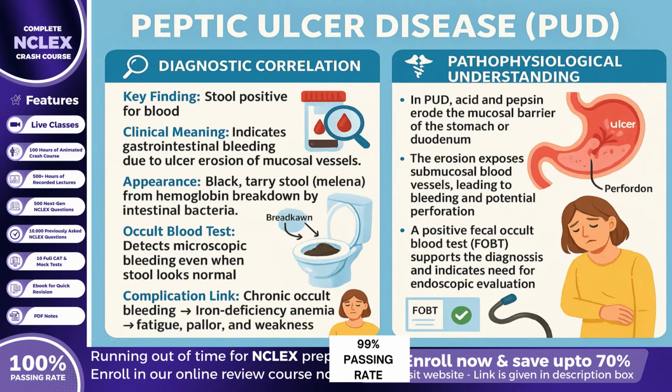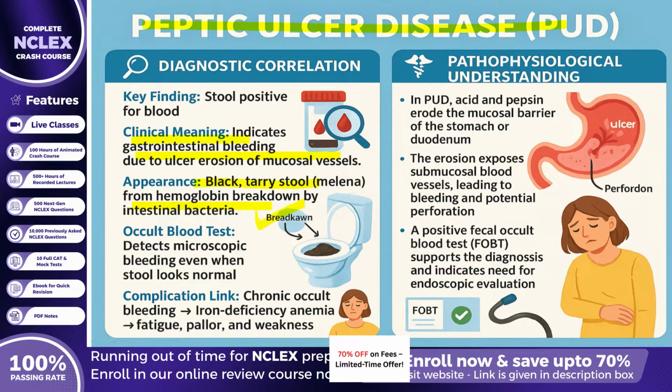Now, taking a closer look at the expanded advanced rationale, it is essential to understand why this finding matters so profoundly. In peptic ulcer disease, ulceration erodes the protective mucosal barrier of the stomach or duodenum, damaging underlying blood vessels and leading to gastrointestinal bleeding. This bleeding manifests as melena, which is black, tarry stool caused by the breakdown of hemoglobin by intestinal bacteria.